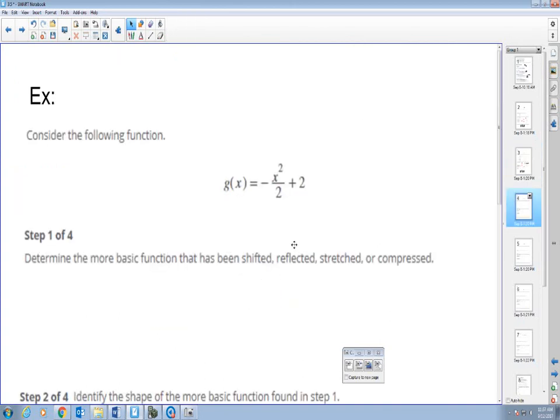Alright, let's do a different type of graph. Just by looking at it, this problem seems like a rational function, but it is not, because the variable is not in the denominator. So this is actually a quadratic function. This is a parabola. So let me rewrite this function down here.